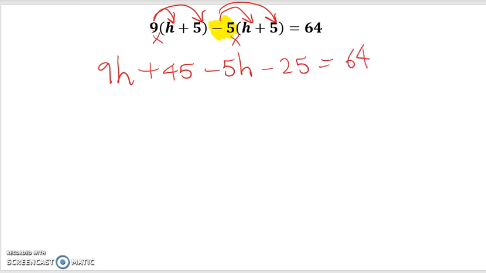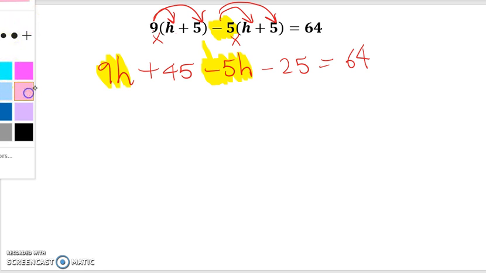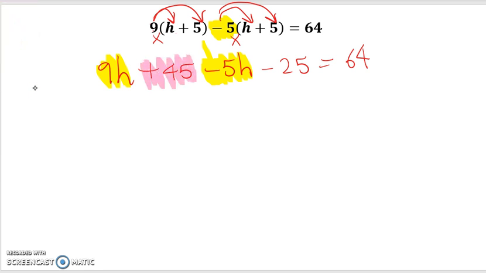And then once again, we can collect like terms. So 9h minus 5h. Don't forget the minus over here. Very important. And then I'll use a different colour for other like terms. Positive 45, minus 25. And then we can collect. 9h minus 5h is 4h. Positive 45 minus 25 is positive 20. And I'll drop down the 64.